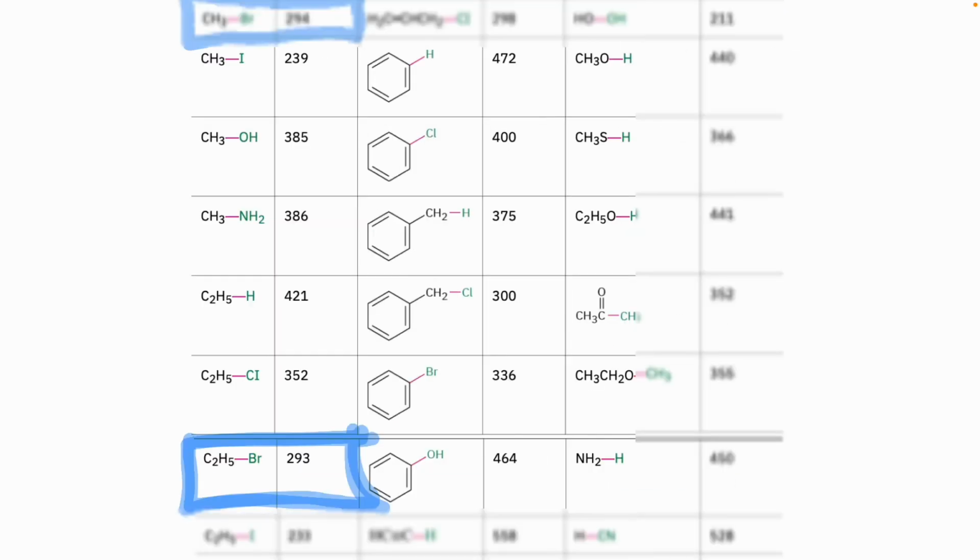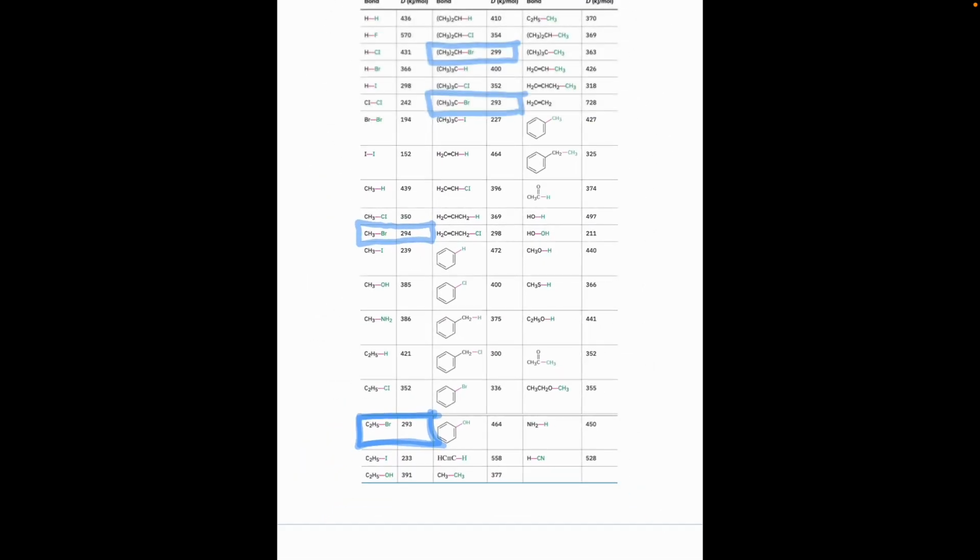Now, if you look, it's not like it changes too much. Like if you used methyl, it's 294, right? It's not like it would be a ridiculously horrible approximation, but nonetheless, we want to do as best we can. So just pay attention to the substitution on your molecule when you're picking your bond here.